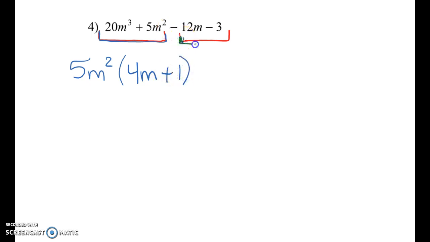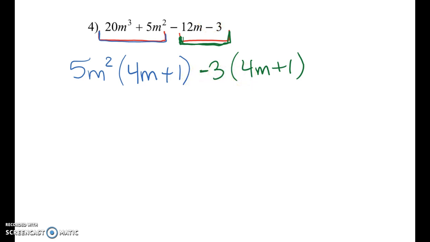Now I'm going to look at this group. And I'm going to say what goes into negative 12m and negative 3. So just when saying that, I could tell that there was a negative in common. And then 3 goes into both of those. What I'm left with is 4m plus 1. Because negative 12 divided by negative 3 is positive 4. And negative 3 divided by negative 3 is positive 1.